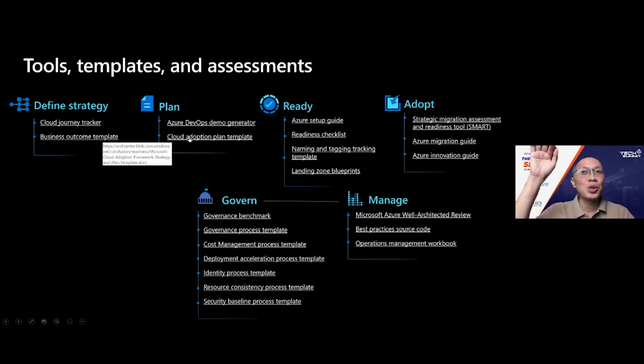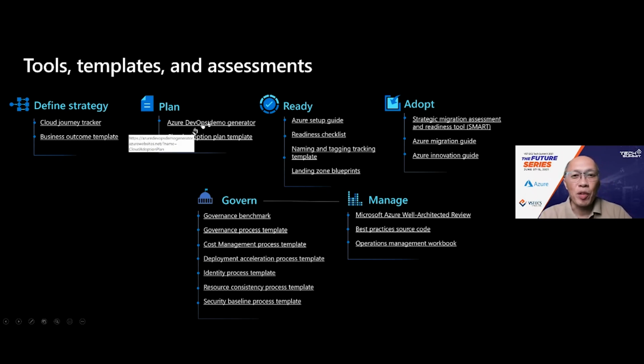It becomes a user story. So you can now track your journey. So you automate a lot of these things. It's easier to track and easier to monitor where you are. Right? Some of the things and the toolkits that you can see to get ready are setup guides, some readiness checklists, naming and tagging, tracking templates, and even landing zone blueprints.